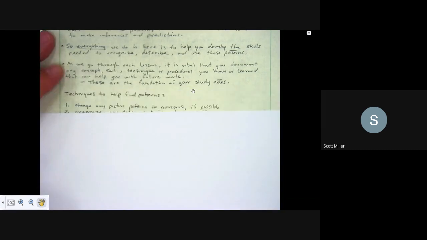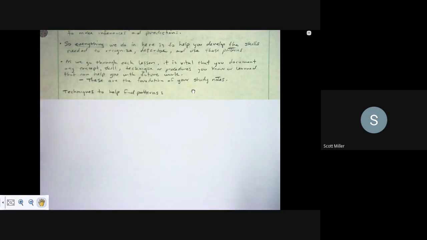So as we go through each of these lessons, it's vital that you document any concept, skill, technique, or procedure that you learned that can help you with future work. Okay? These are the foundations of your study notes. These are just basic techniques. These are not set in stone. These do not work all the time. These are things you need to think about as you go through your work.